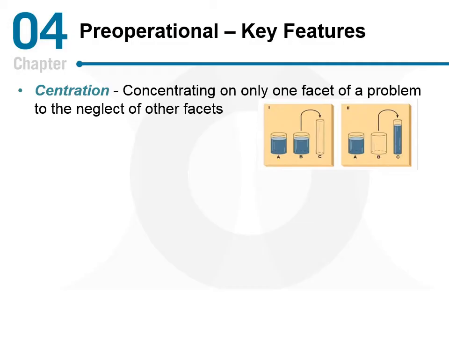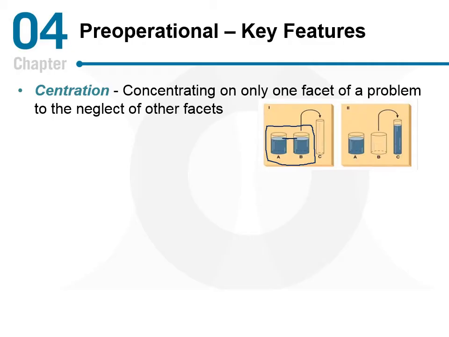So a classic example is the two cups. Here we have cup A and cup B, and as adults, we can see that they are equal in height. If we were to ask the child, does cup A or cup B have more liquid, or are they the same? They would say they're the same because they look the same in height.